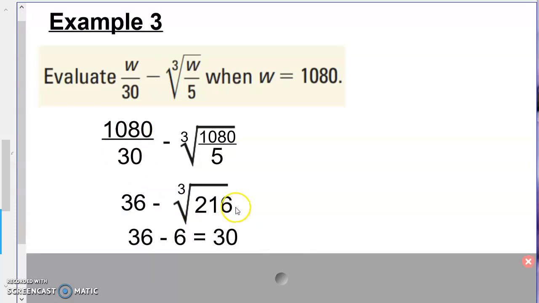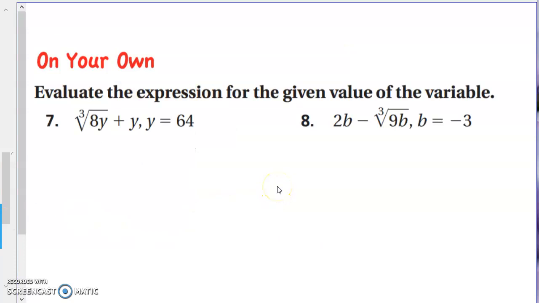Then the cube root of 216 is 6. So then 36 minus 6 leaves me with a final answer of 30. Please try doing these ones on your own to practice and see how to do it.